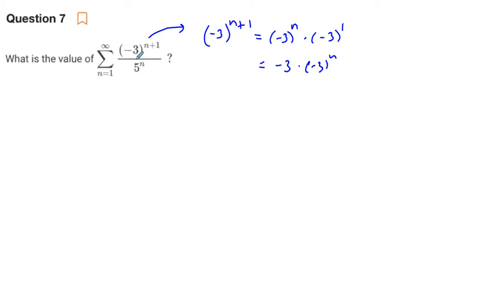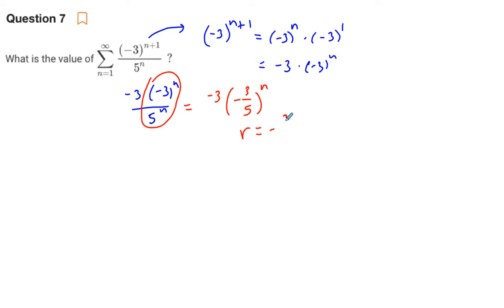Let's put that back into our numerator, and we have negative 3 to the n over 5 to the n. Well, these two now have the same power. So this is negative 3 and a single negative 3/5 to the n. That's a rewrite, but it puts it in a much simpler form. Here's my r. My r is negative 3/5. All that's left is the first term. N equal to 1 is where things start.